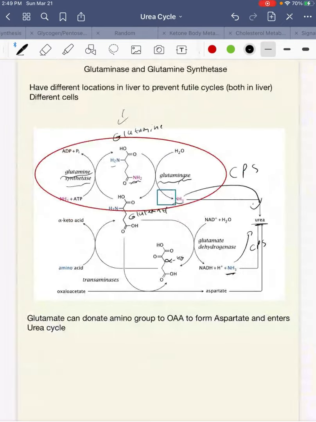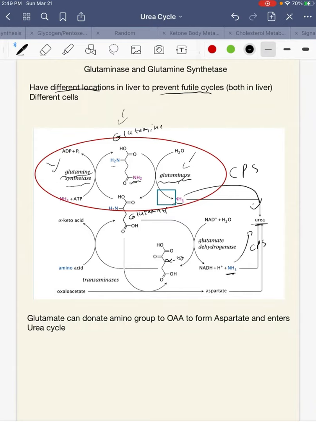So these two reactions run in opposite directions. They have different locations in the liver, and this actually prevents futile cycles. So some cells will express the glutamine synthetase, and some cells will express the glutaminase. In different cells, they're both in the liver, and this prevents a futile cycle. So if you're ever asked a question about different cells expressing different enzymes in the same tissue, this would be a really good example, and it allows the cell to prevent a futile cycle.